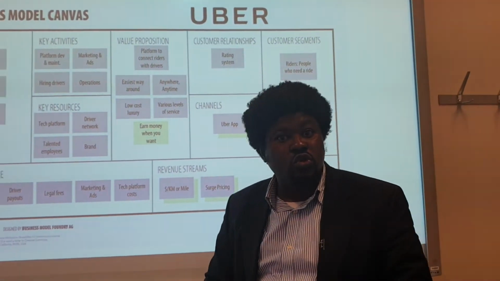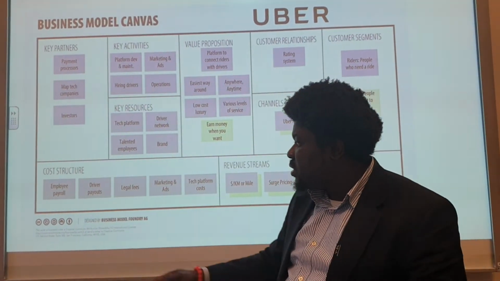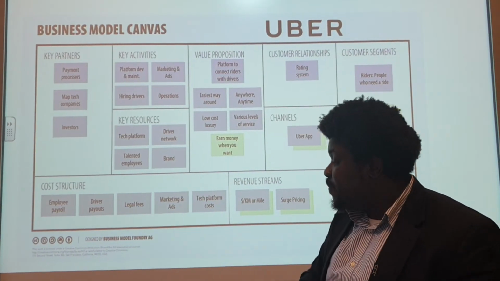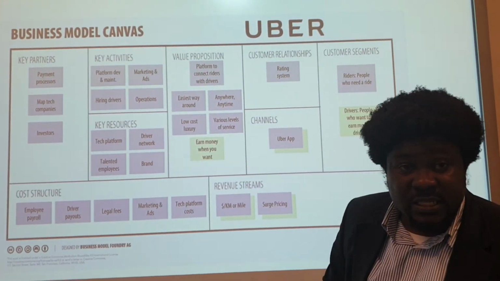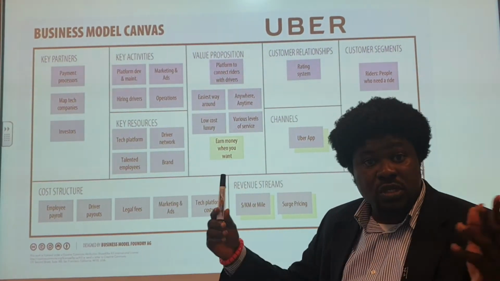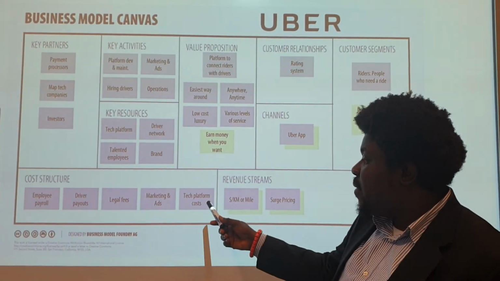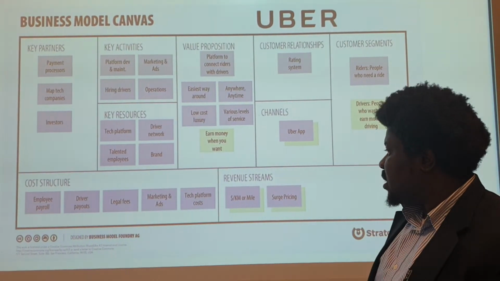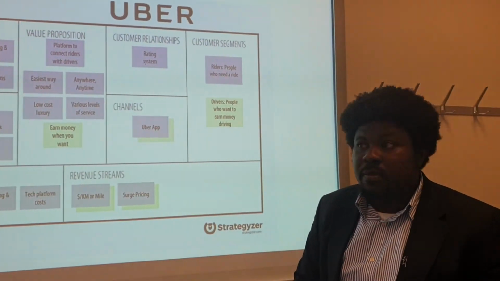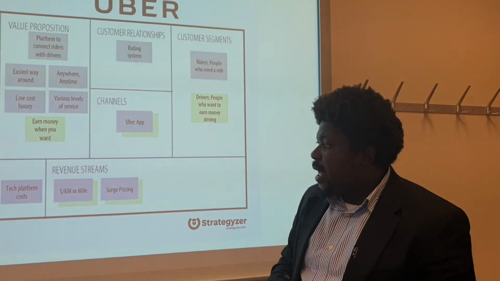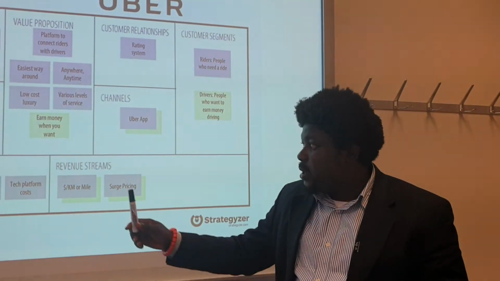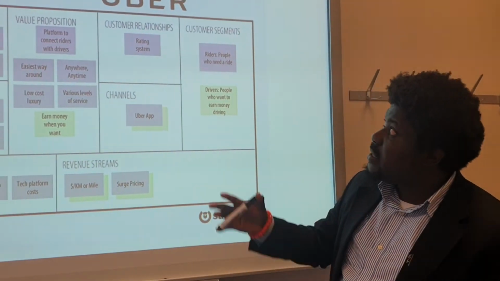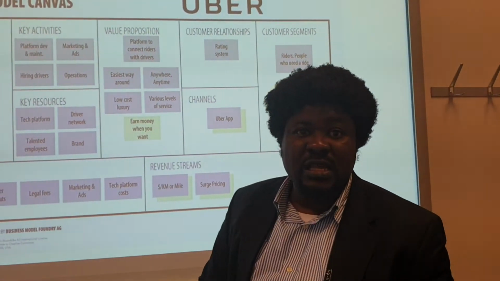What are the cost structures? Expenses. Cost structures. The employee payroll, staff is paid. Driver payouts, legal services fees, marketing, promotion, and all of that, and the technical platform, of course, has its own cost. But how does Uber make money? Revenue streams for Uber: for every kilometer or mile, the dollar is counting. That's how they make money. And then this is the business model canvas for Uber.